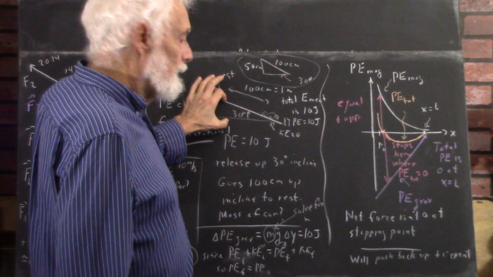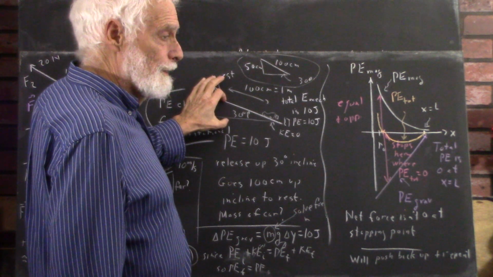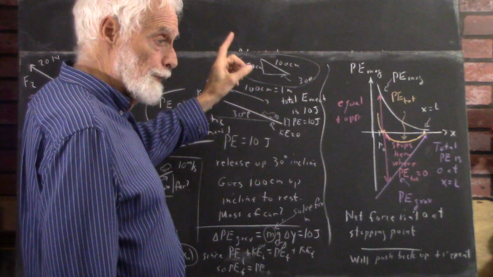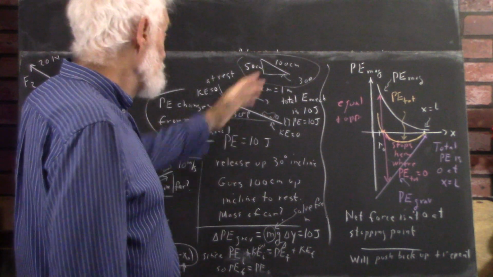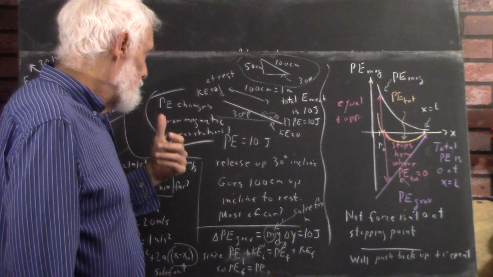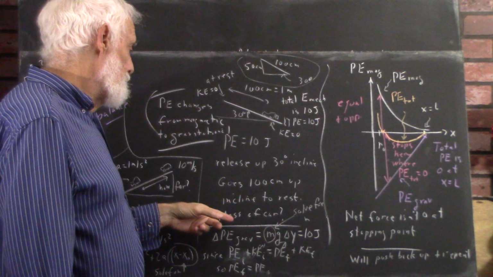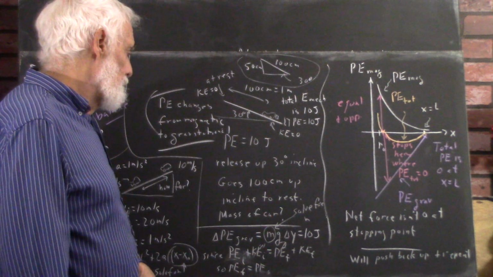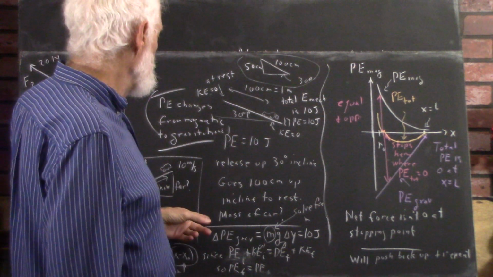So if this thing gains gravitational potential energy, it would gain it through a 50 centimeter rise. It does have a 50 centimeter rise. If we're given all this information, we want to find the mass of the car.